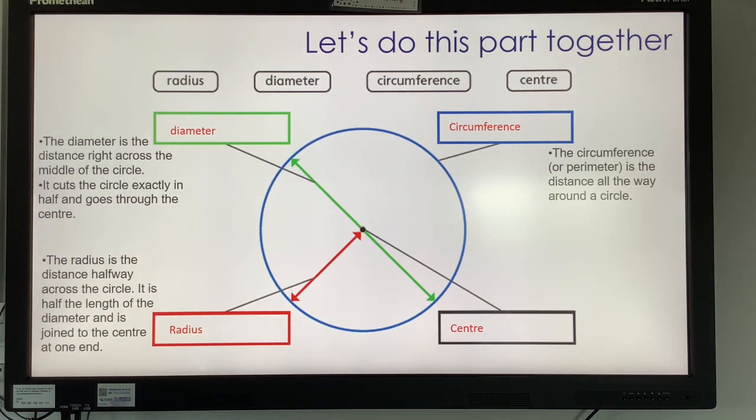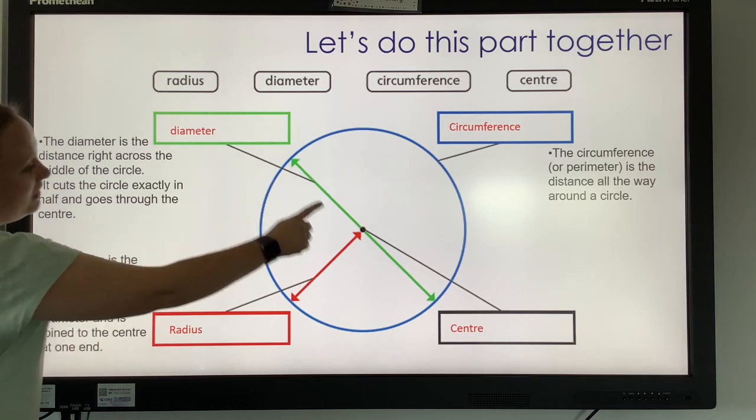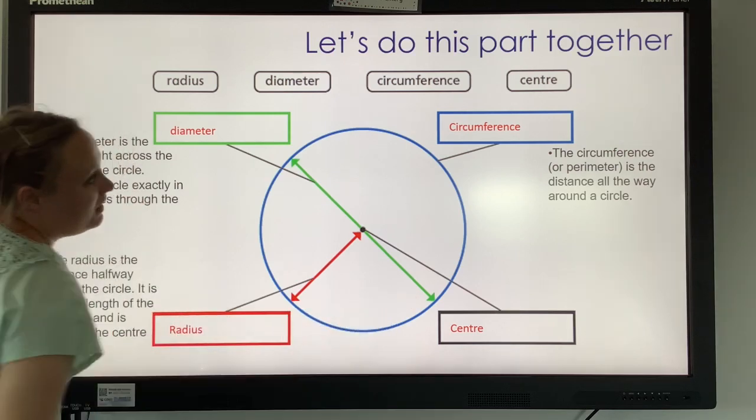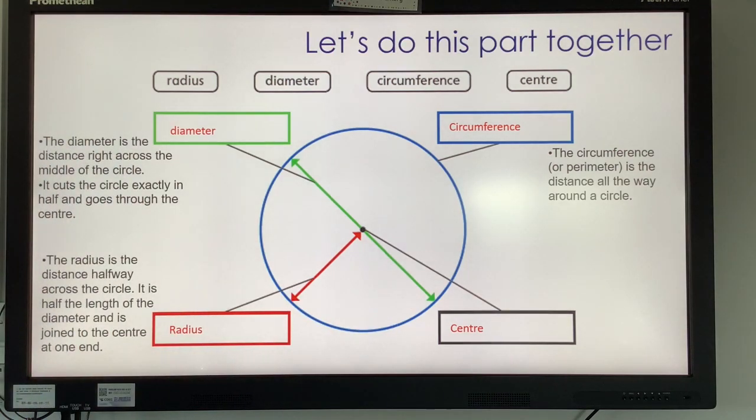The diameter is the distance right across the middle of the circle. It cuts the circle exactly in half. So it goes from edge to edge through the centre and cuts it exactly in half. The circumference is the perimeter. It is the distance all the way around the outside of the circle. So the circumference is the blue, the diameter is the green, the radius is the red, and obviously the centre is that black dot in the middle, the very centre of the circle.